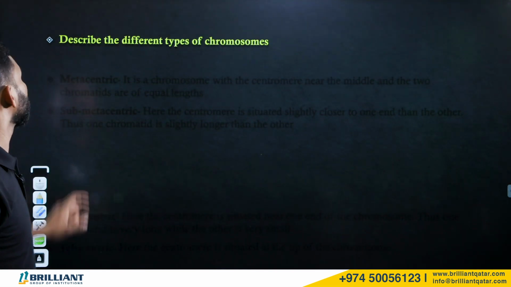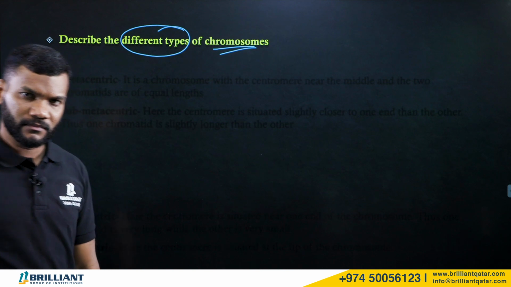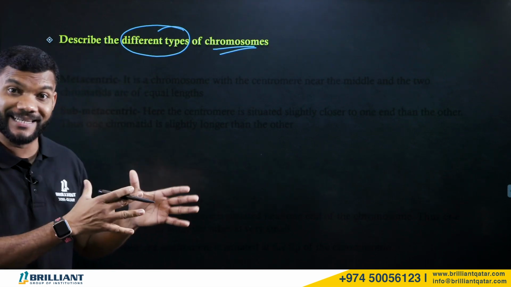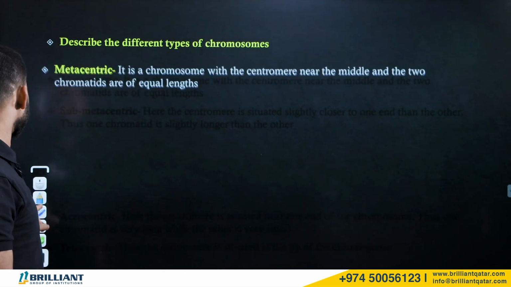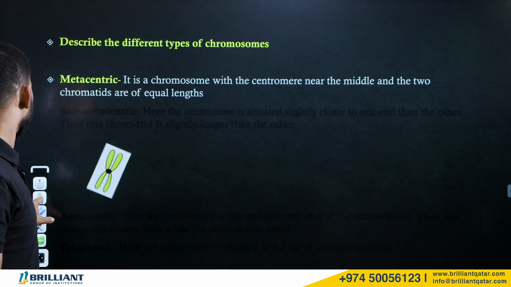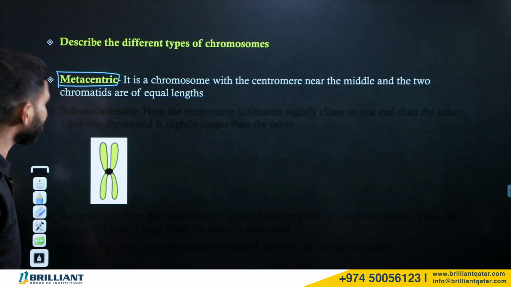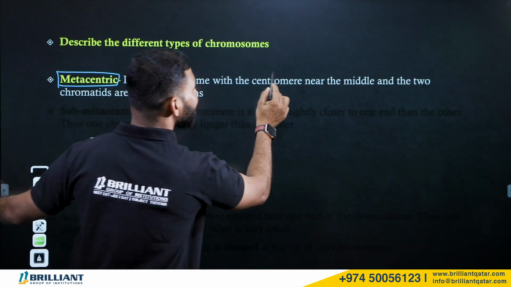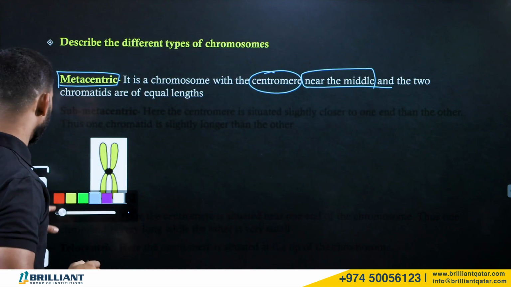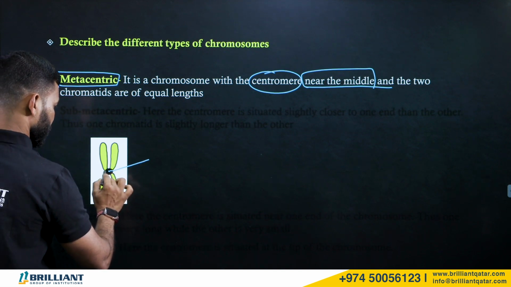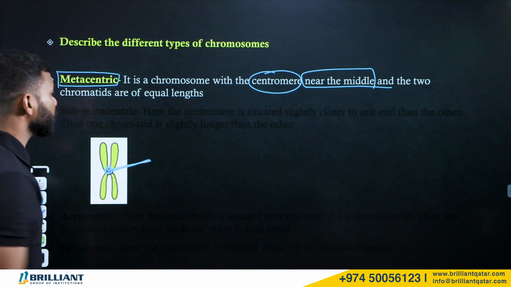What does the next question say? Describe the different types of chromosome. What is a chromosome? As we have discussed, it is present inside the nucleus. So let us see the different types of chromosome. The first one is called the metacentric chromosome. What is a metacentric chromosome? A chromosome with the centromere near the middle. Look here. This is what we call the centromere. It is almost at the middle.